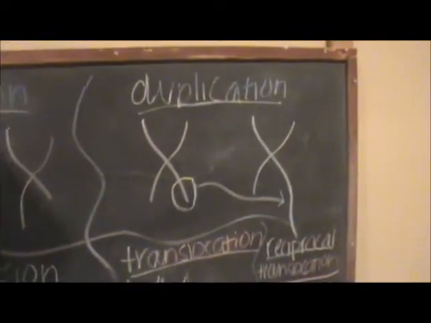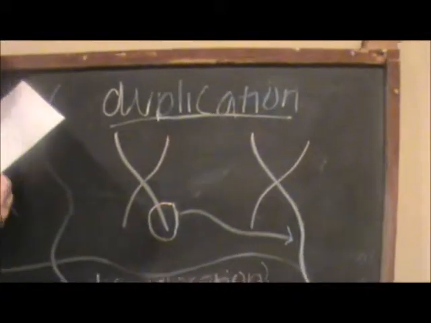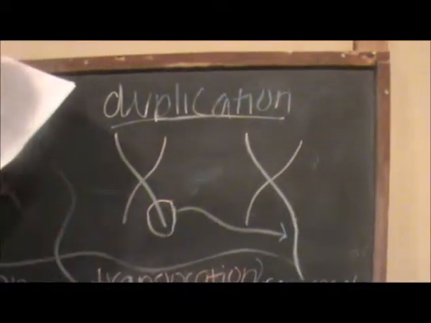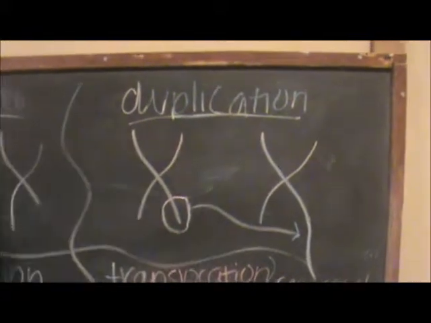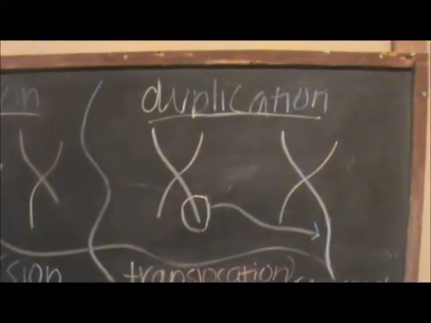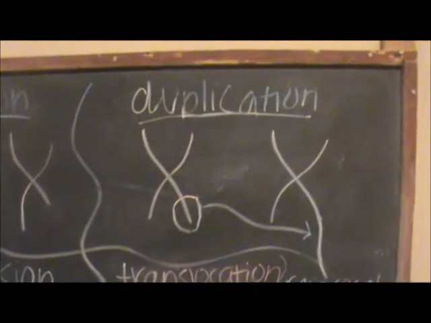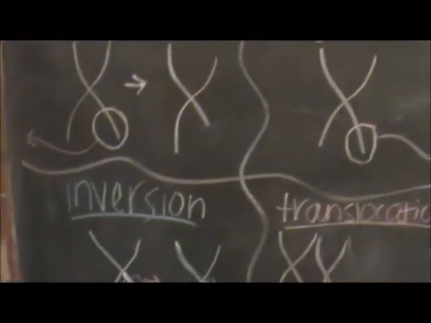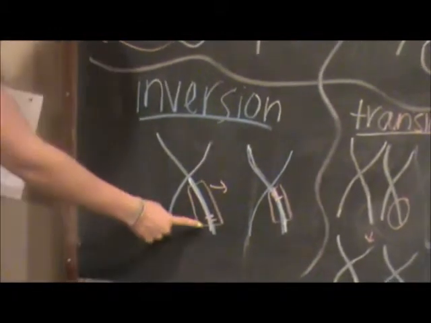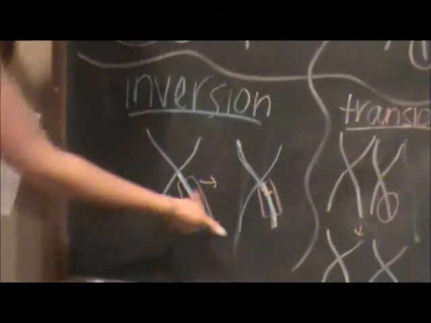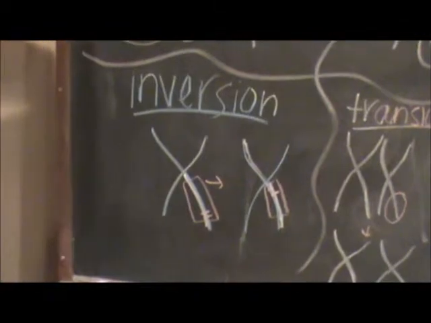Duplication occurs when a fragment of a different chromosome attaches to another chromosome, causing it to have a duplicate gene. Inversion is when a chromosomal fragment can reattach to the chromosome, but in the reverse orientation. The two red lines down here would switch, so they would come up here.